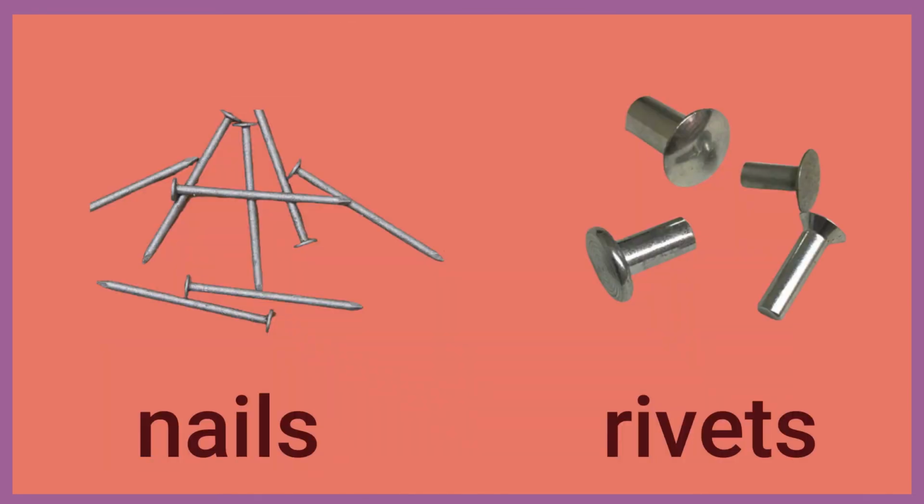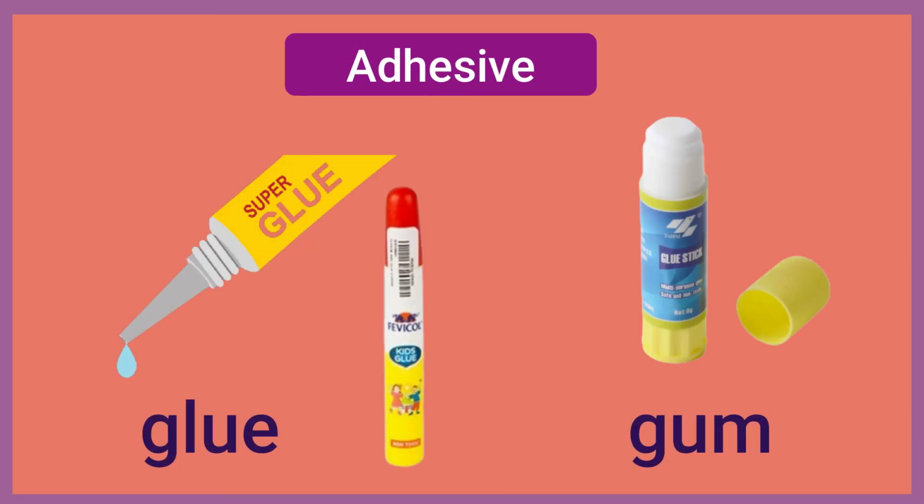Now look at some more examples. Nails, rivets, they are non-threaded fasteners. So all the non-threaded fasteners are permanent fasteners. Adhesives like glue, gum, Fevistick, all these are permanent fasteners.